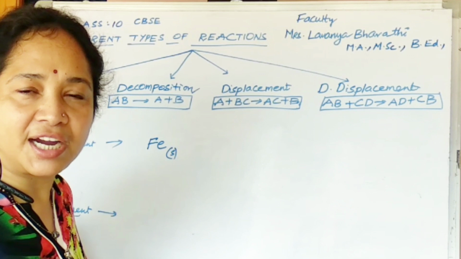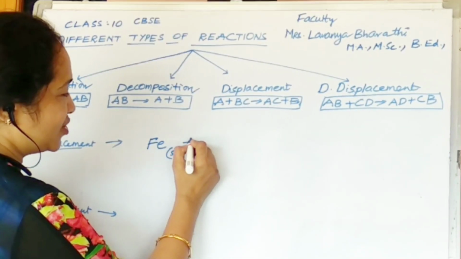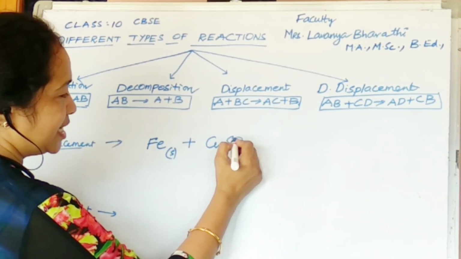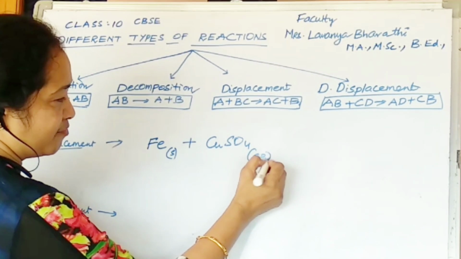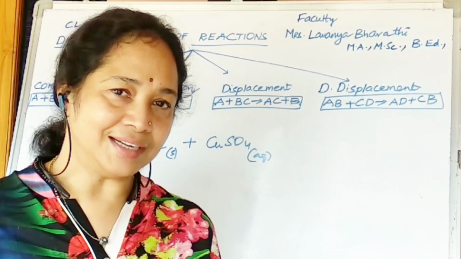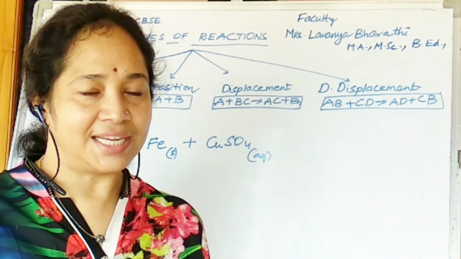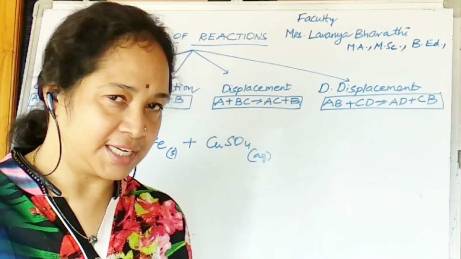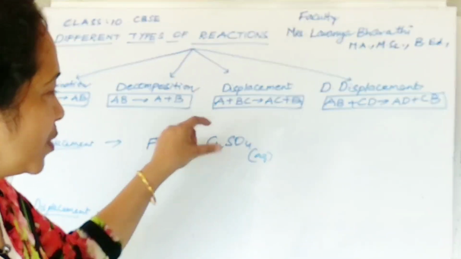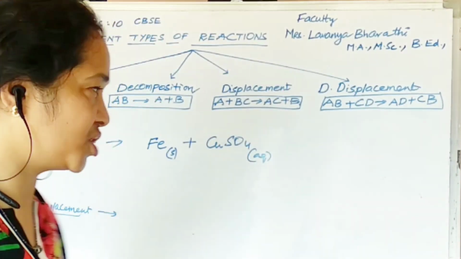The symbol of iron is Fe. Fe reacts with copper sulfate, CuSO4. This is in the form of aqueous. We will be taking certain aqueous solutions, like copper sulfate salt is added in water. It is soluble in water. You obtain aqueous copper sulfate solution.